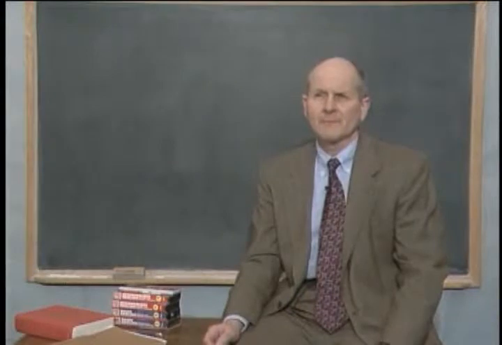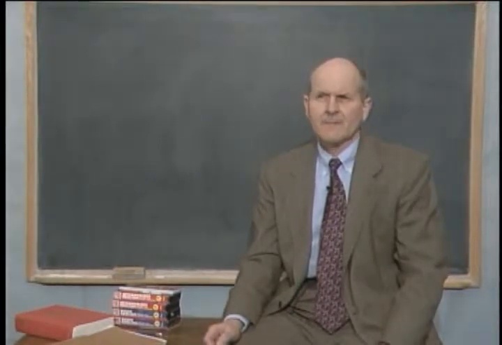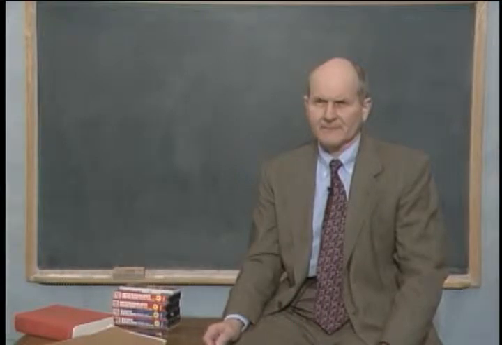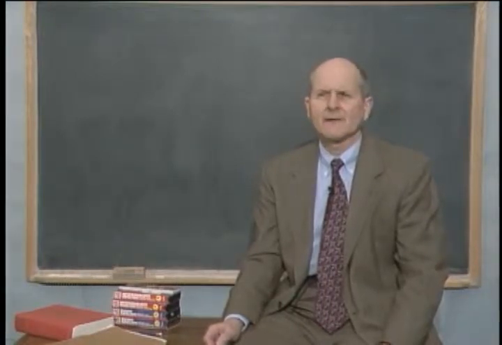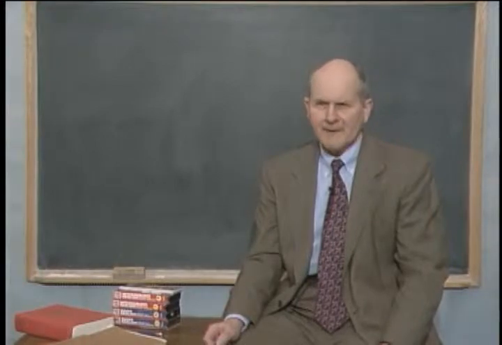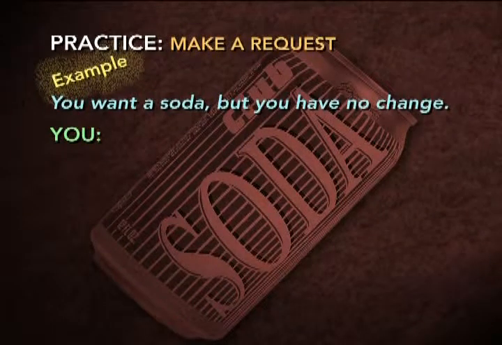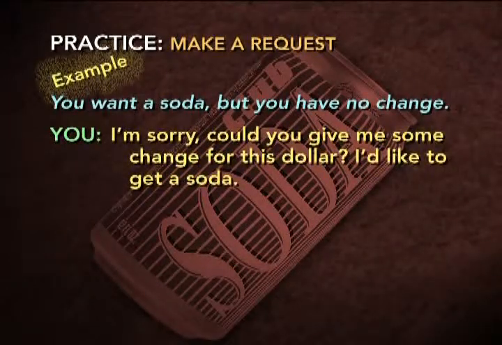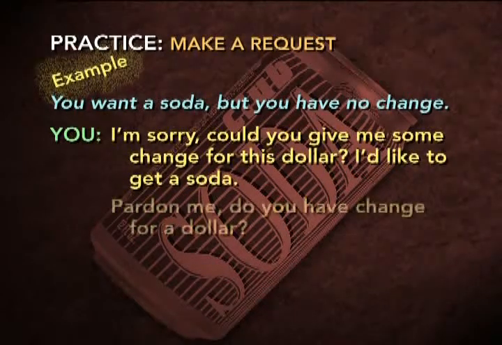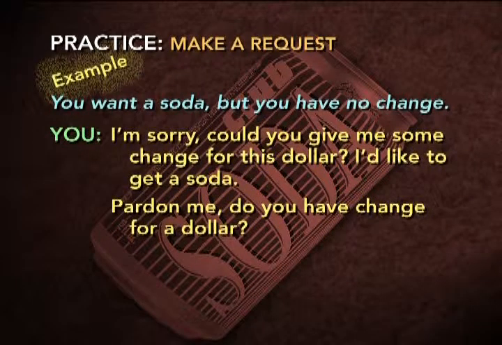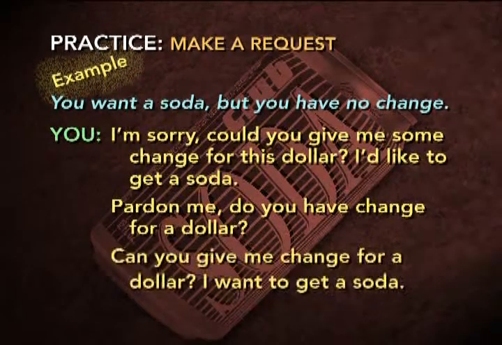In this practice, you want people to do various things for you. They are acquaintances, but not friends. Ask them to do things according to each situation. Be creative. Use your imagination. Here's an example. You want a soda, but you have no change. You might say, I'm sorry, could you give me some change for this $1? I'd like to get a soda. Or a shorter version. Pardon me, do you have change for $1? Or, can you give me change for $1? I want to get a soda.